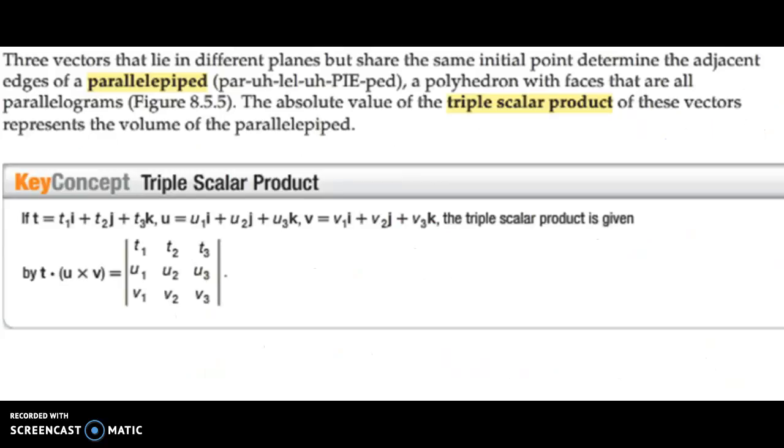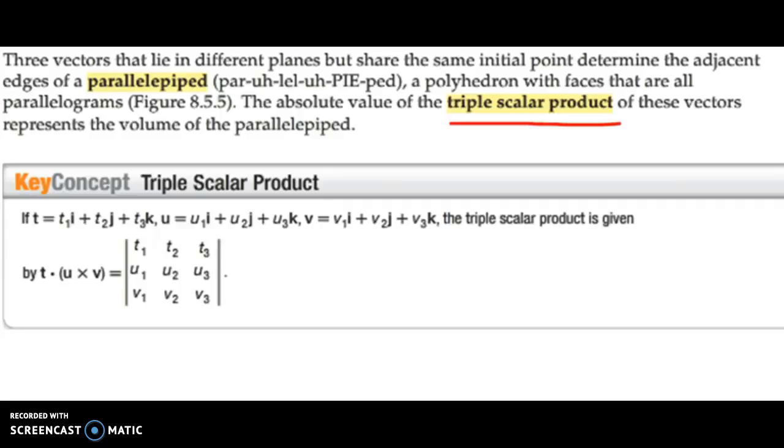So now we actually have a special object, a polyhedron, that's created when you have three vectors lying in different planes. It's called a parallelepiped. A parallelepiped is a polyhedron with faces that are all parallelograms. And the absolute value of that is called a triple scalar product, and it represents the volume of your parallelepiped. So before, in the last example, we found the magnitude of our cross product to find the area of a parallelogram. A parallelepiped's volume can be found by finding the absolute value of your vectors.